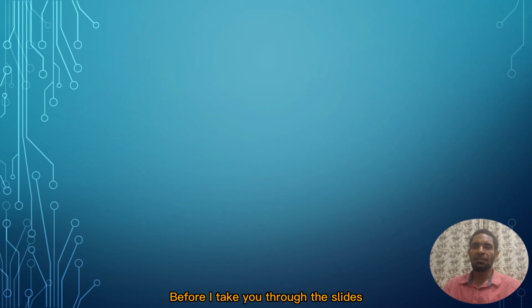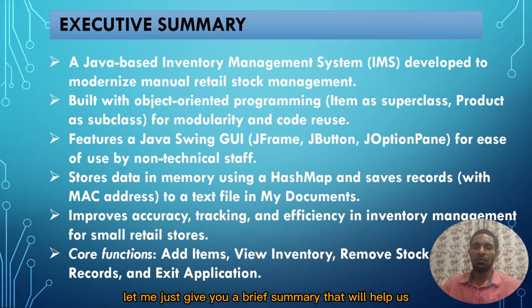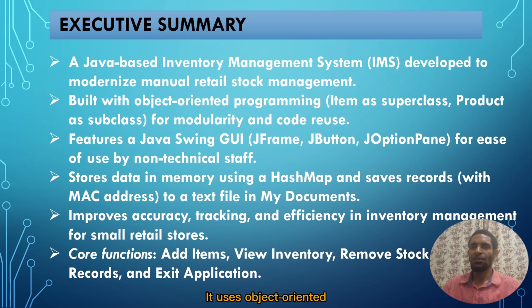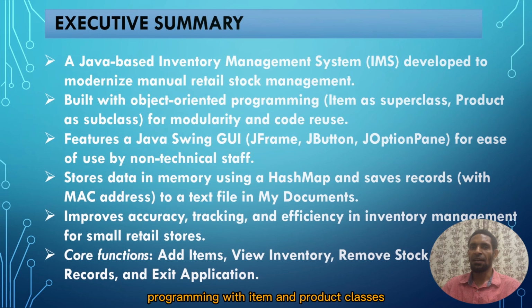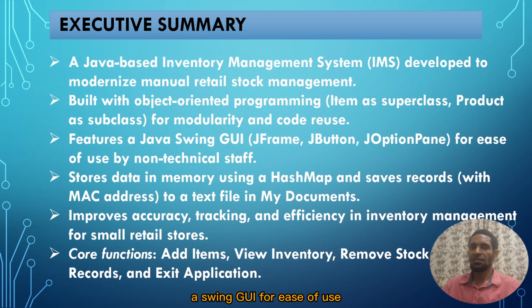Before I take you through the slides, let me give you a brief summary that will help us with a view of what my presentation is all about. This Java-based system modernizes manual stock management. It uses object-oriented programming with item and product classes, a Swing GUI for ease of use, a HashMap for storage, and saves records with the device MAC address. Core functions include add, view, remove, save, and exit.